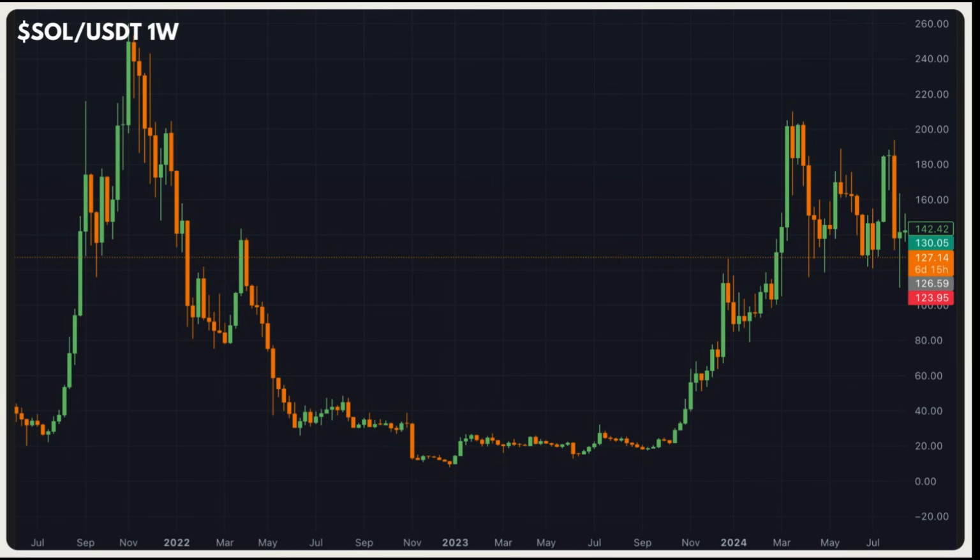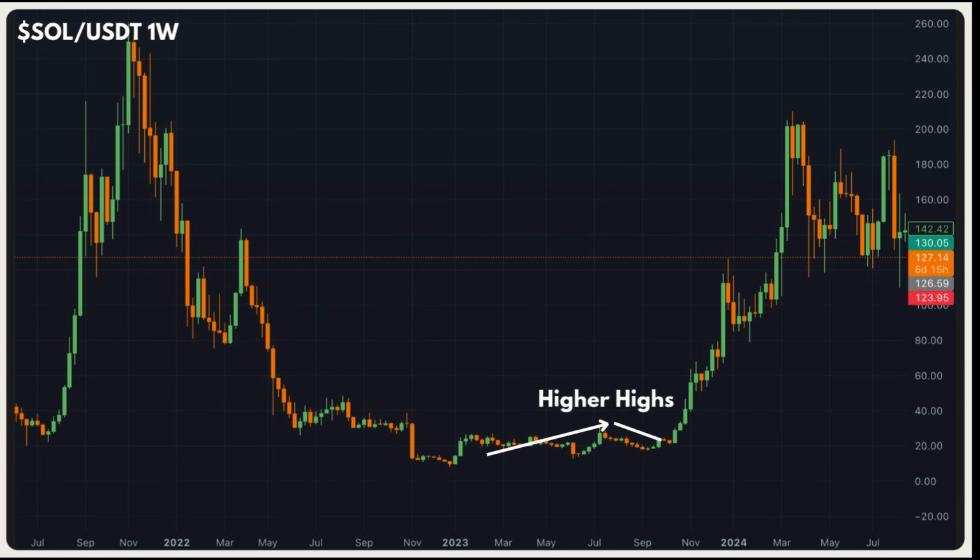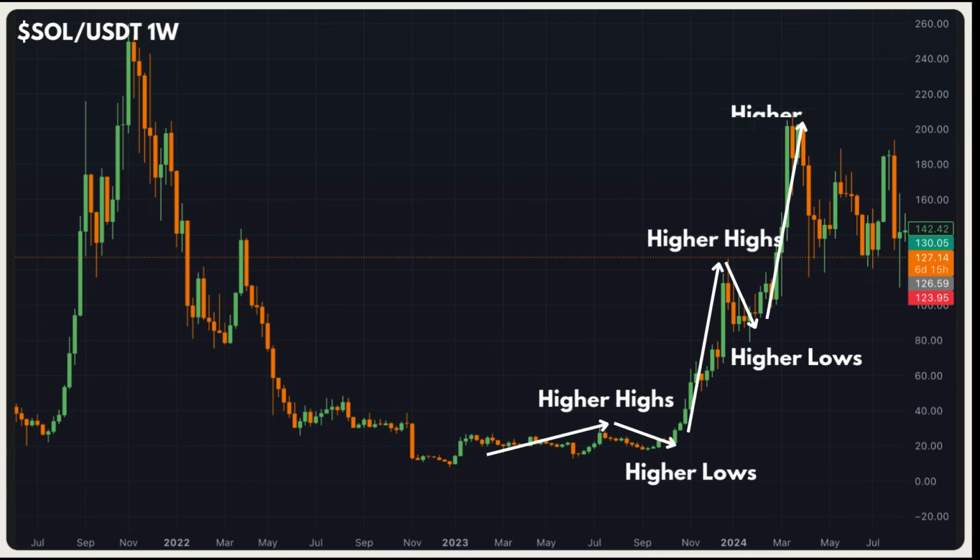Another great example is the price action of Solana. From November 2021, its price collapsed, forming a clear series of lower highs and lower lows, classic signs of a bearish market. But as the bear market came to an end, buyers started stepping back in. And as you can see, the structure began to shift. Price started forming higher lows and higher highs, marking the start of a new bullish trend.